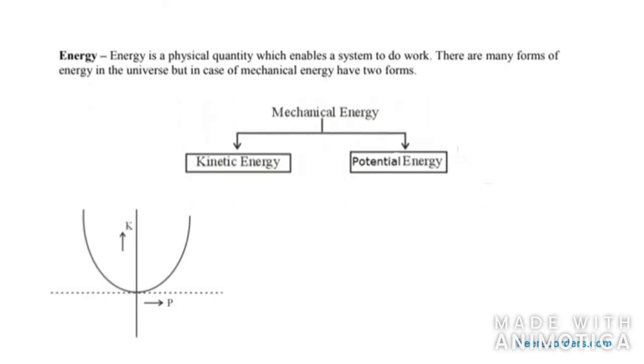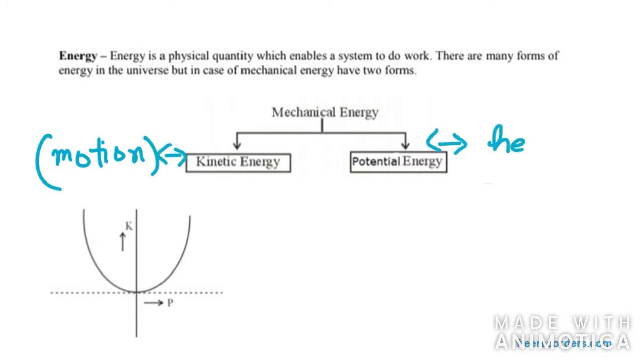Now the second thing is energy. Energy is a physical quantity which enables a system to do work. Now we have one energy, that is mechanical energy, and that energy is divided into two parts, that is kinetic energy and potential energy. Kinetic energy is the energy possessed by the body by virtue of its motion. So whenever we talk about motion, then we talk about kinetic energy. When we talk about potential energy, it's about height.